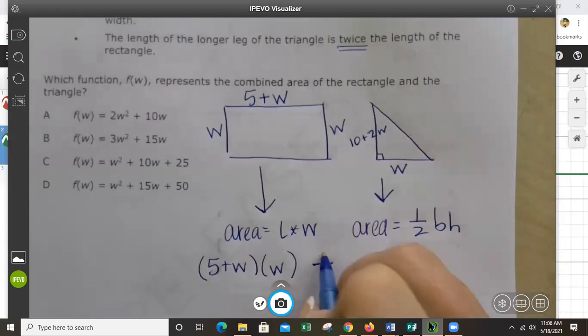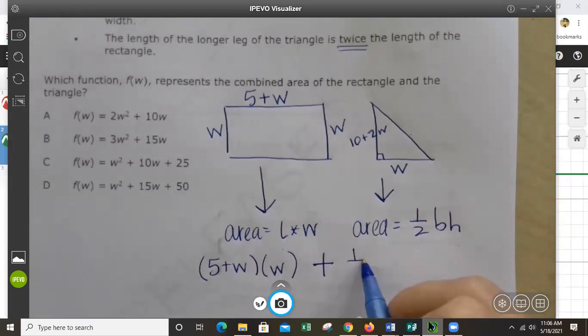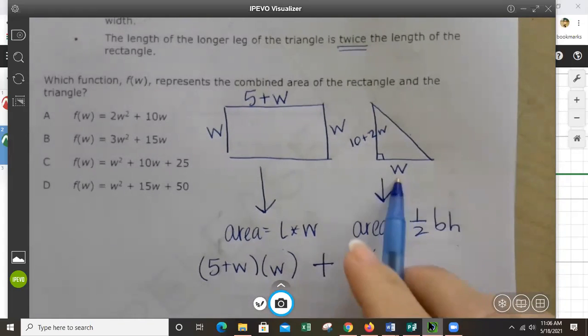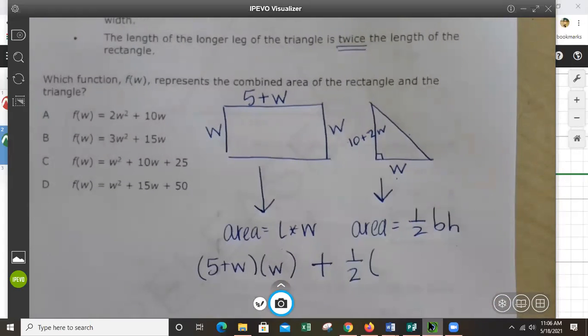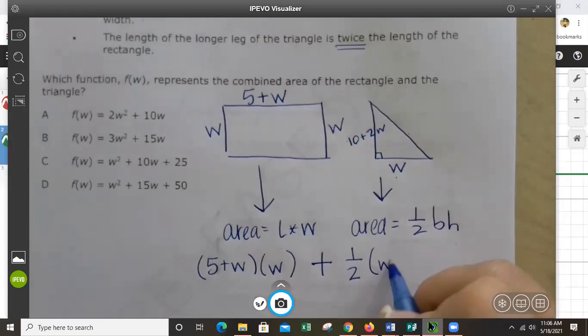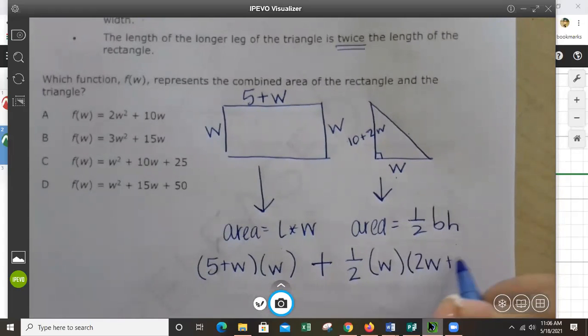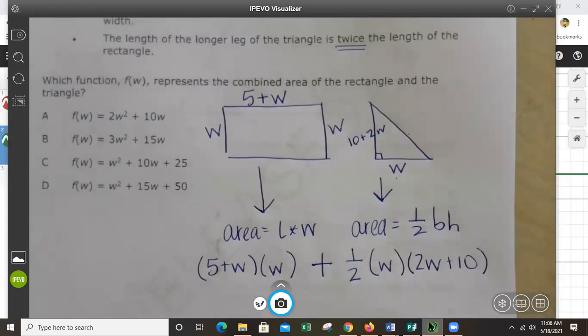It said combined, so we're going to add them. We're going to do 1/2. It does not matter which one you use as your base and your height, because when you multiply, it doesn't matter what order you put it in. So I'm going to do the W. And then I just rewrote it as 2W plus 10. You can have 10 plus 2W.